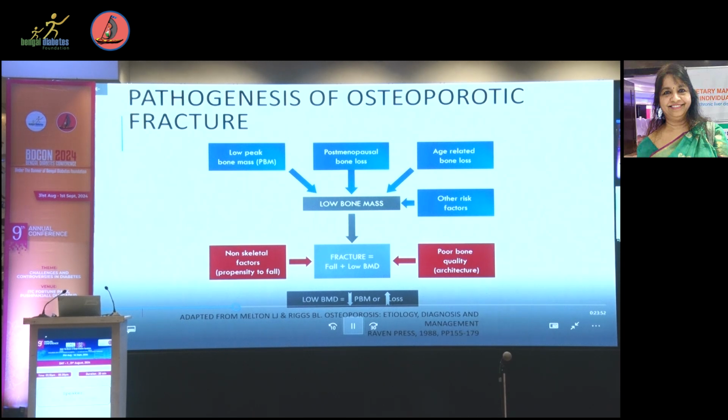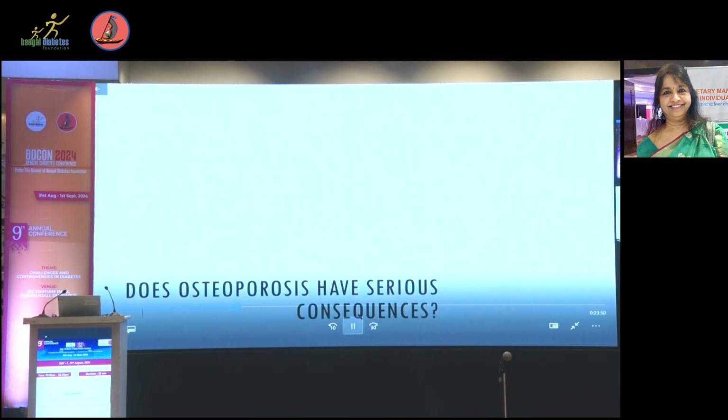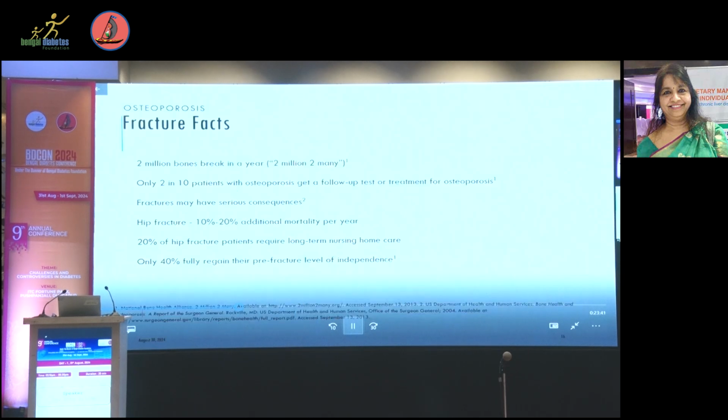So this fall is a very important thing because if you really think about it, if one doesn't fall, chances of fracturing are less unless they lift something heavy and there are vertebral fractures happening. So if you just look at fracture facts, a lot of fractures happen per year. The IOF says 2 million bones break in a year, 2 million too many. And 1 in 2 patients with osteoporosis gets a follow-up test or treatment for osteoporosis, which means 8 out of 10 patients don't. And fractures will have serious consequences.